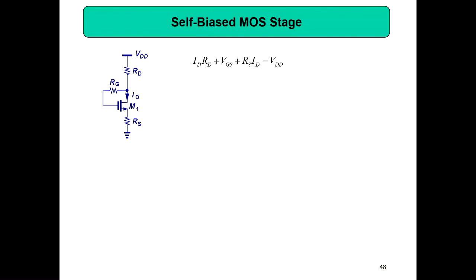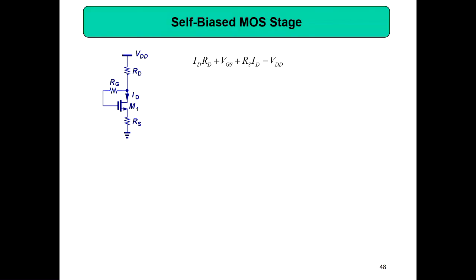So when you have self-biasing, I can write VDD equal to ID into RD plus ID. Here you can see that you have RG, but I haven't taken into account the voltage drop across this RG. Why? So I have written ID RD plus VGS plus IS into RS, but I haven't written down this one. Why?